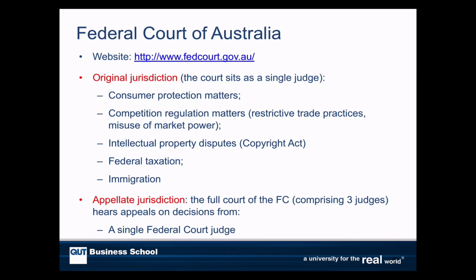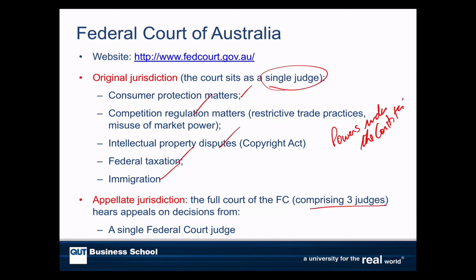Okay, the Federal Court. So what is the Federal Court? In original jurisdiction, where you have a single judge sitting, they will hear things like consumer protection, competition regulation, intellectual property, federal tax, immigration. These are the powers under the Constitution. That's why we need to understand that Constitution, because that tells us what the court will hear. As an appellate jurisdiction, it normally sits as a full court of 3 judges and hears appeals on decisions from the first instance, the original jurisdiction.